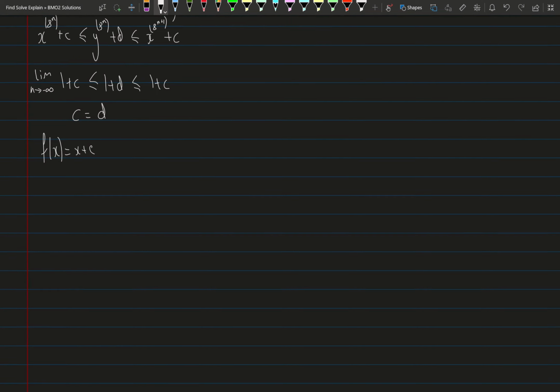So we need to find c. Well, this should be very easy because we found right at the beginning that f(1) equals 1. So c equals 0. So the only function that works is f(x) equals x. And we're done. Thank you.